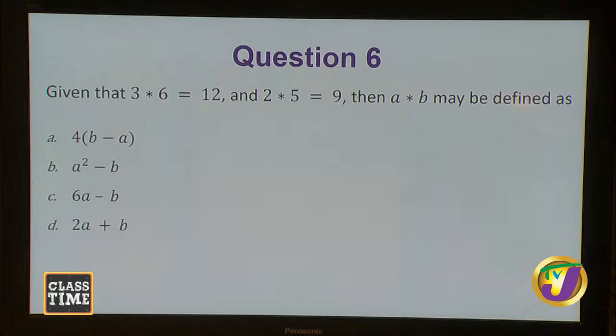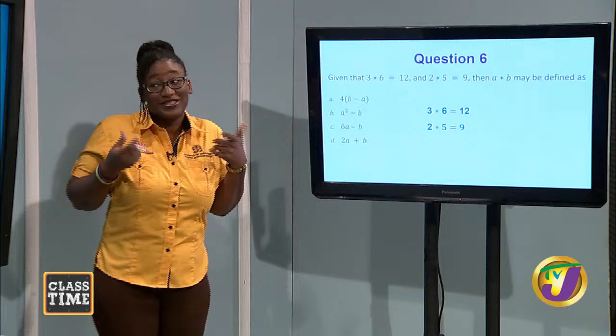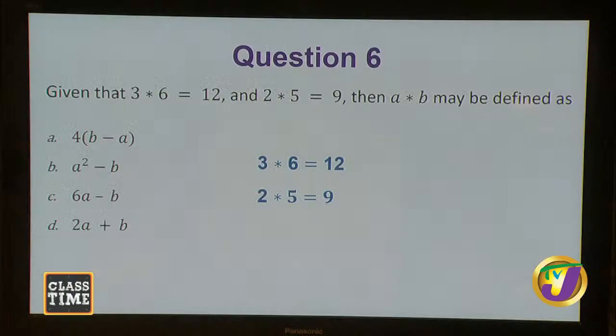And this is a follow-on from the previous one. But in this case, Latoya, we know that 3 asterisk 6 is actually 12, and 2 asterisk 5 is actually 9. And now we're being asked to find what A asterisk B is. What's defining that operation? Okay, so that means that I'm looking at these two equations and I need to see what pattern I would have used to get these equations. So what would I have done to the 3 and the 6 to get 12? And I would have to do that very same thing to the 2 and the 5 to get 9. I see a pattern coming out in my head, but I don't want to say it yet, because I want us to look through the options for this one, just in case they can't pick it up. So let's run through these options quickly.